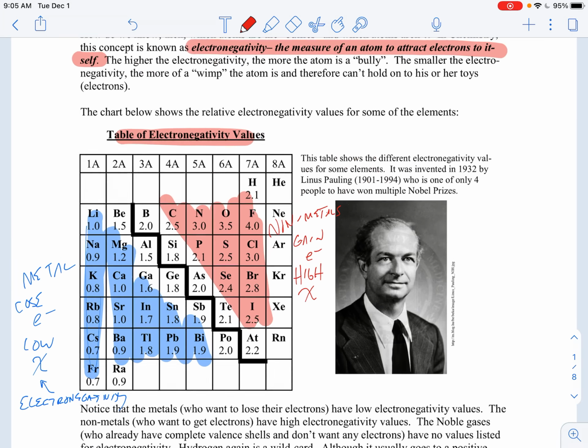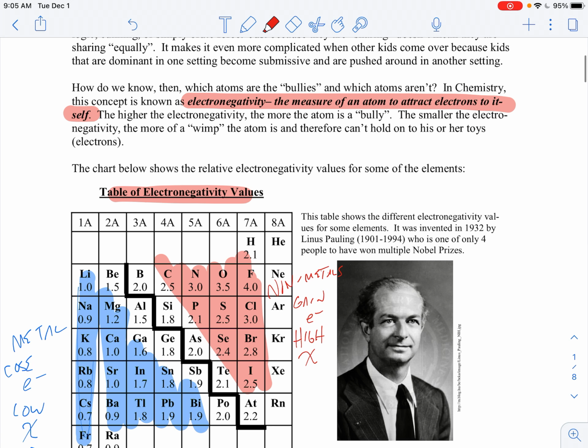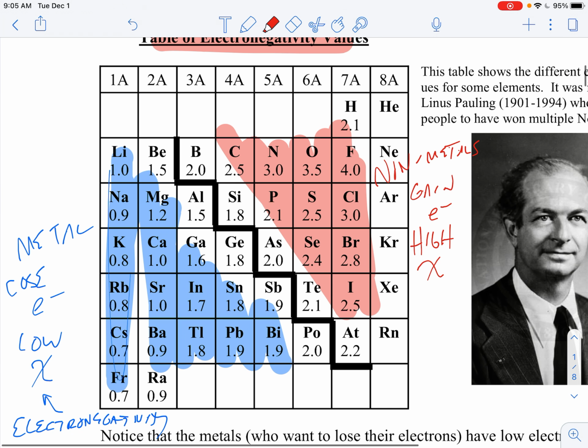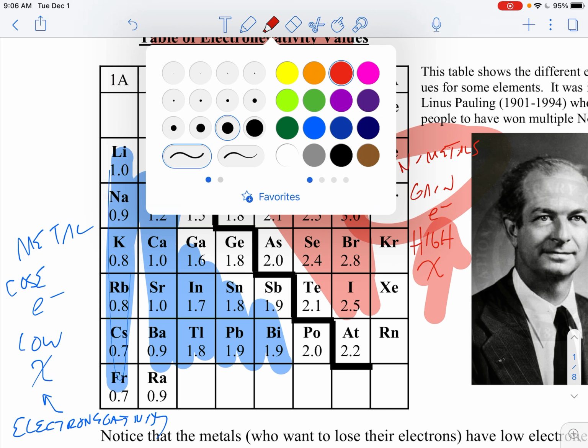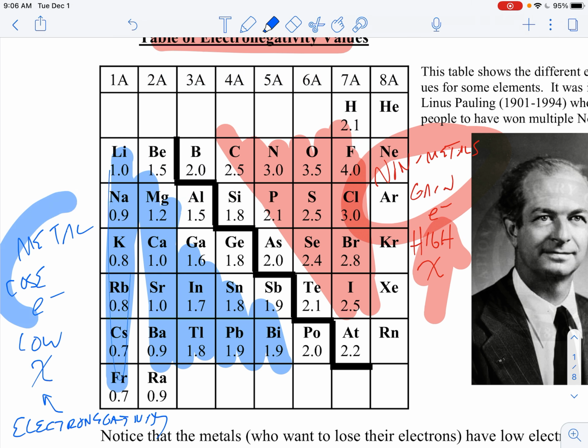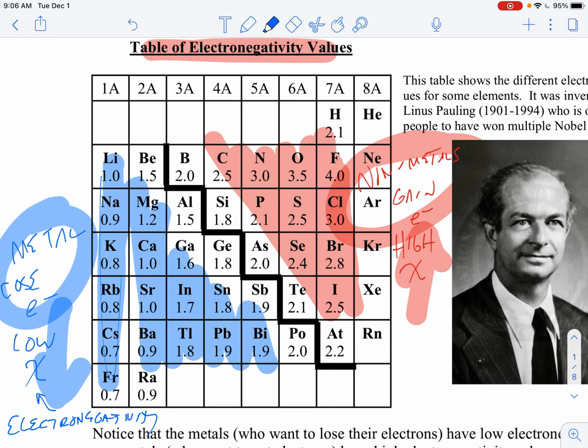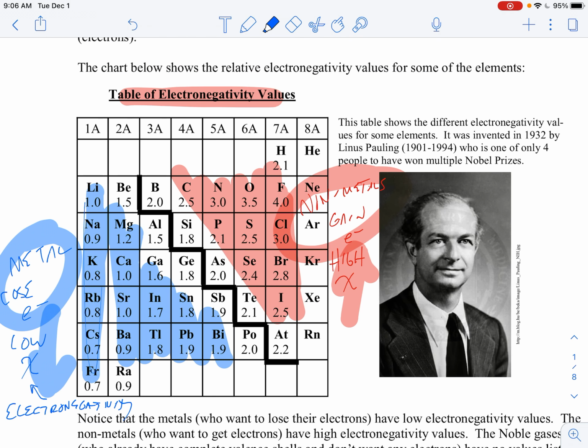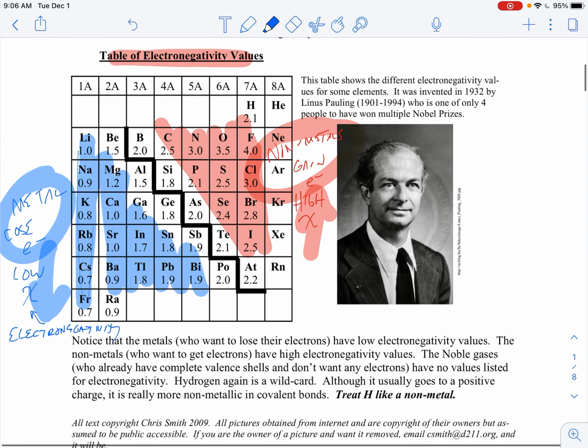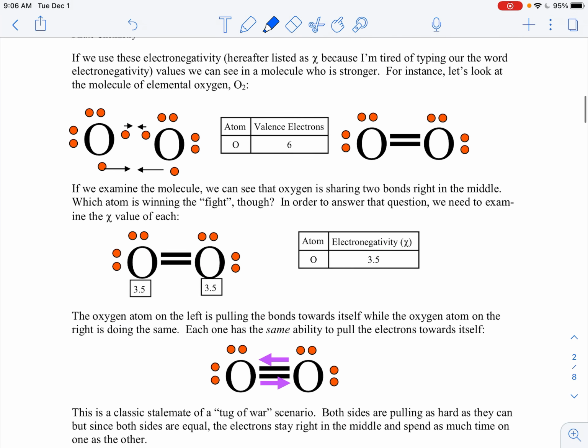So if electronegativity is how much an atom wants to attract an electron towards itself, then it makes sense that the nonmetals on the right-hand side have high electronegativities, and that the metals on the left-hand side all have low electronegativities, all right? This scale was created by this guy here, Linus Pauling. He's a pretty smart guy. All right, so what have we got then?